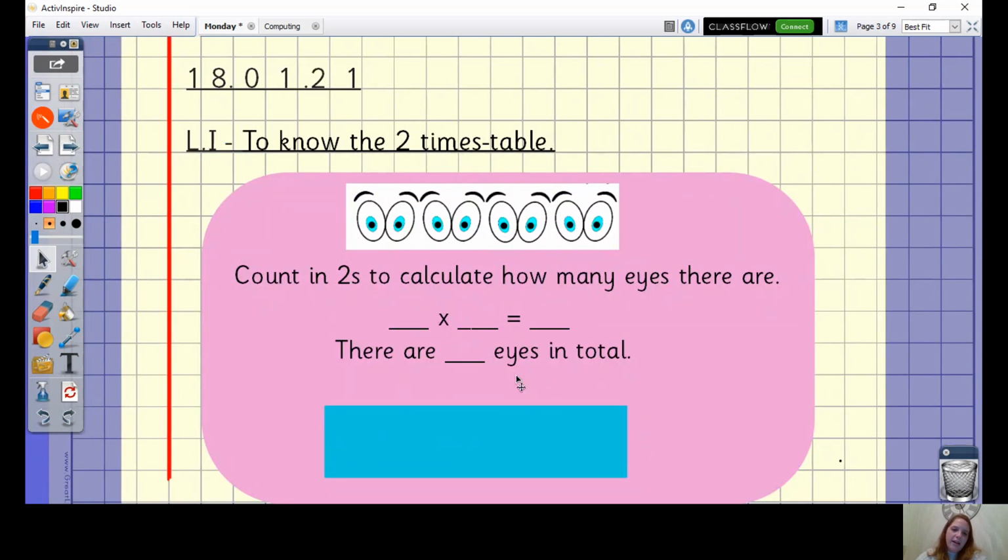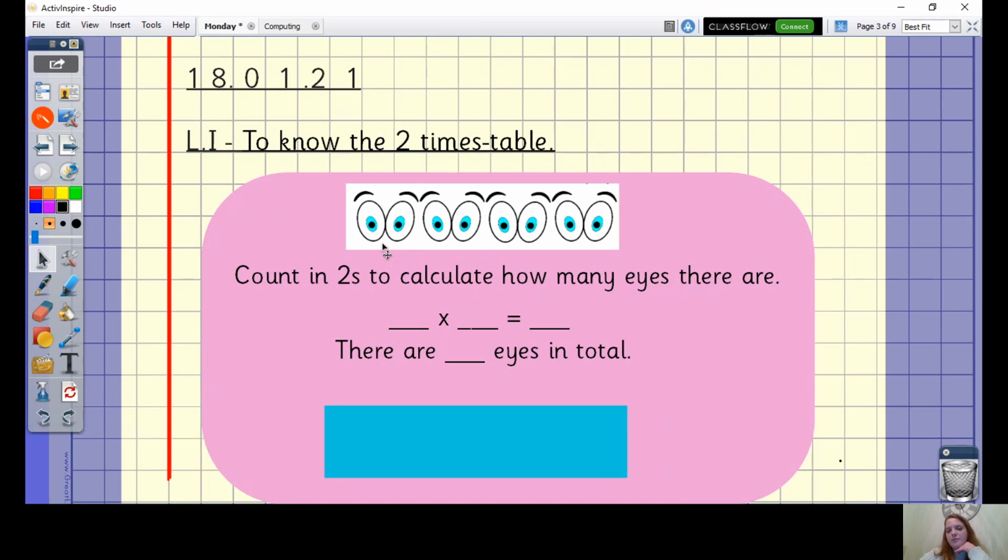We have got a picture of some eyes here. I'd like you to try and count in 2s to calculate how many eyes there are. And thinking back to our multiplication, how many groups of 2 can you see? Have a go at writing a multiplication number sentence to match this picture. Hopefully you've managed to count in 2s to try and find the total of how many eyes there are and had a go at writing a multiplication number sentence.